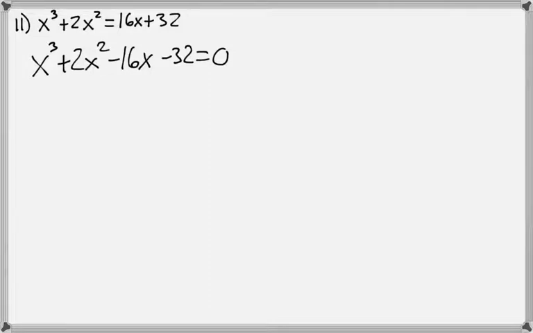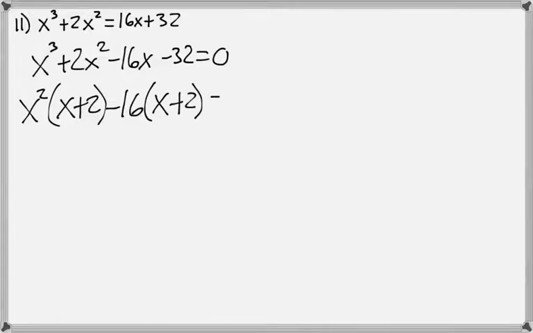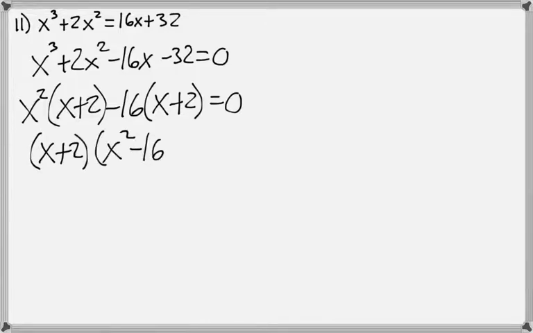So my next step would be to try to factor out a GCF out of all 4 terms. There is nothing common to all 4 terms, so I could just go ahead and do the factor by grouping. Out of the first 2 terms I can take out an x squared, leaving me with an x plus 2. And then I can take out a minus 16, also leaving me with an x plus 2. So then if I complete the factor by grouping, it's going to leave me with x plus 2 and x squared minus 16.